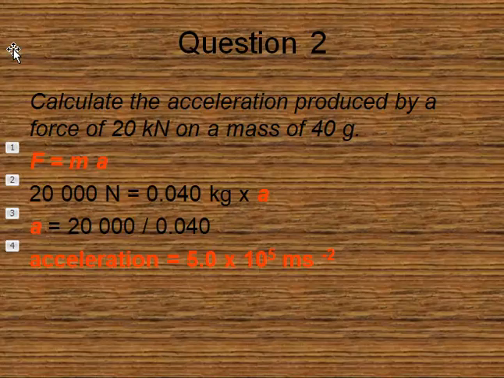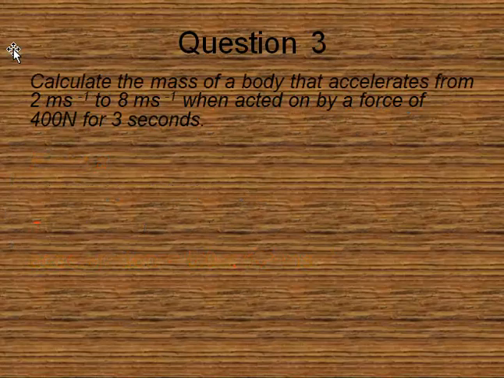Question 2. Calculate the acceleration produced by a force of 20 kilonewtons on a mass of 0.04 kilograms. So this gives us that 20,000 newtons is equal to 0.04 kilograms times acceleration. For us to calculate the acceleration, we make a the subject. So acceleration is equal to 20,000 divided by 0.04, which gives us an acceleration of 5.0 times 10 power 5 meters per second squared.